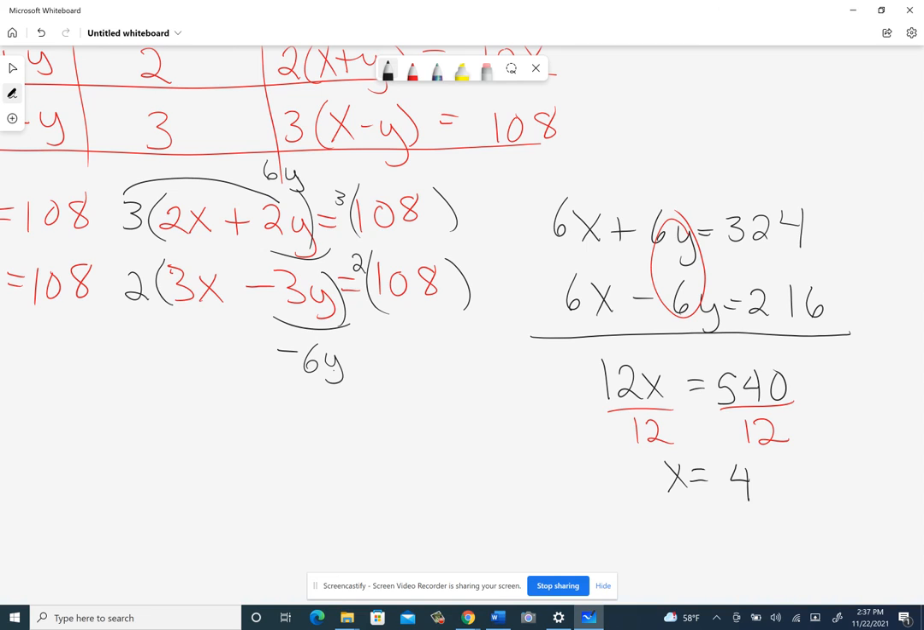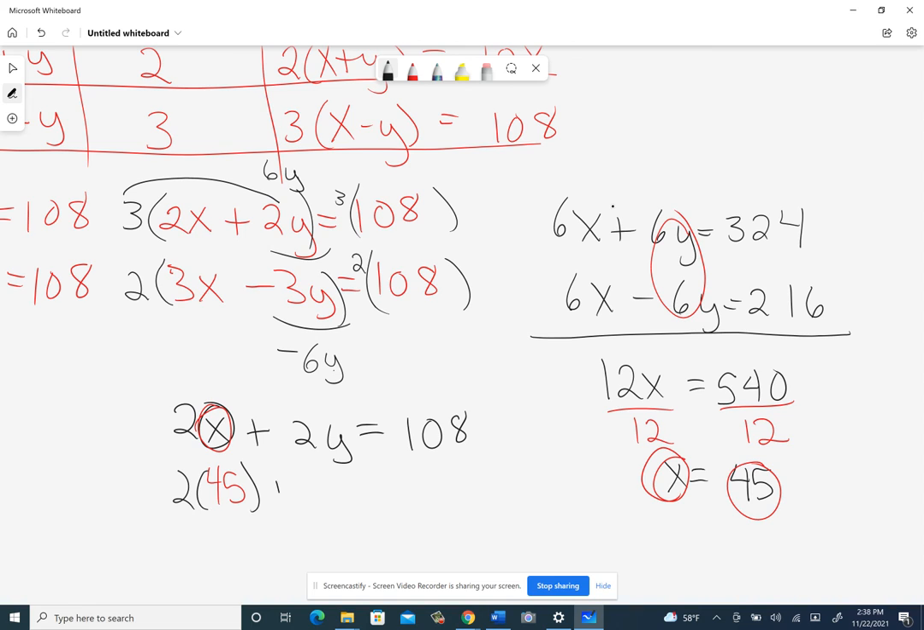Let me just do it on my calculator real quick. 540 divided by 12 would be 45. Okay. I need to find the other coordinate. So I'm just going to take the top equation, 2X plus 2Y. I like it where it's already distributed. And so right there where X is, I know X is 45. So right there where X is, I'm going to put a 45. So I'm going to just work it out.